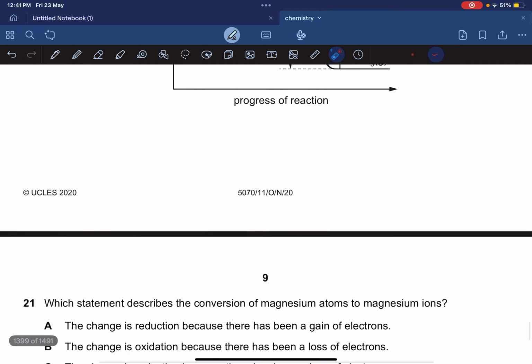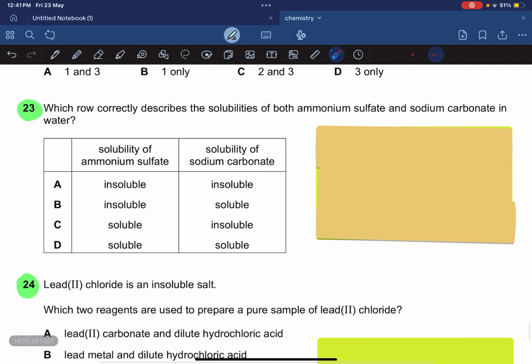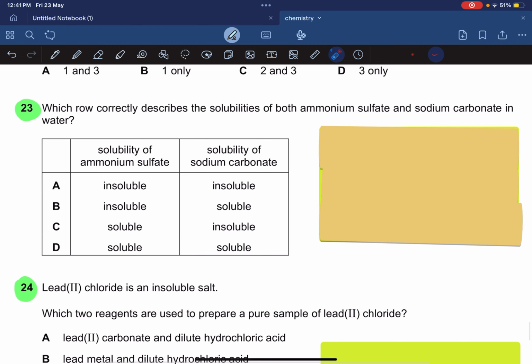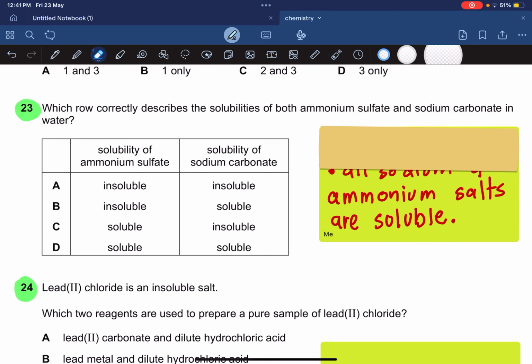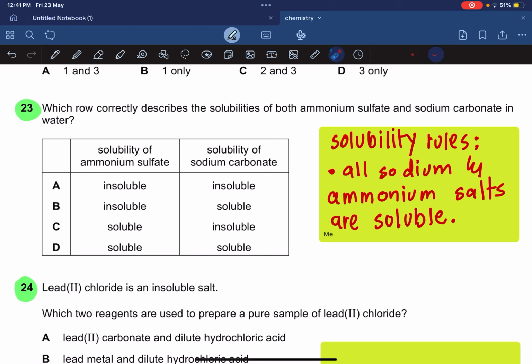Moving on to the next question, which was found difficult, was question number 23. Let's read it. Which row correctly describes the solubilities of both ammonium sulfate and sodium carbonate in water? I guess that's the easiest question in the entire file. I don't know why people found it difficult, but you simply had to know the solubility rules.